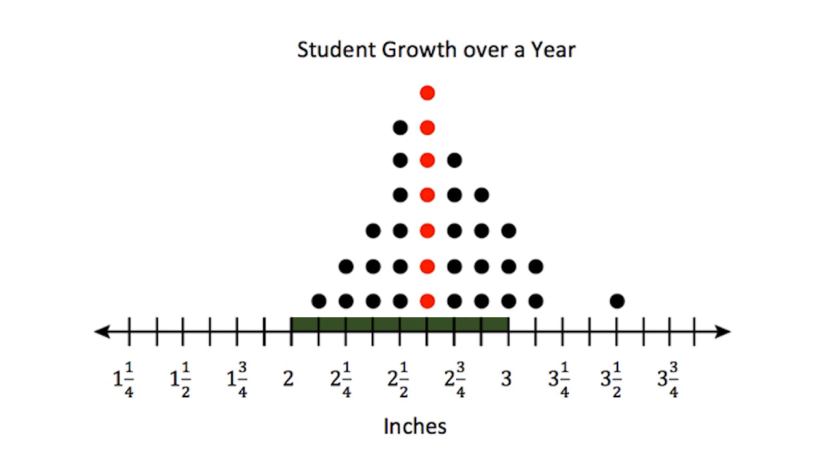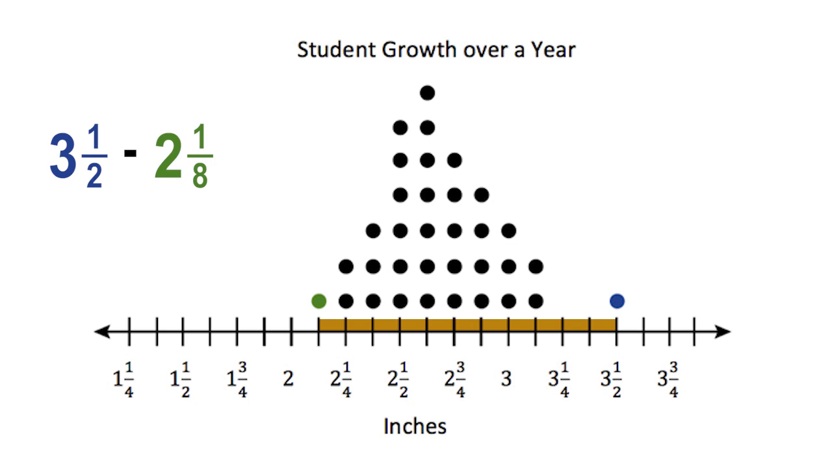We know this is the most common measurement because more data points are located along 2 5/8 inches than along any other measurement. If we wanted to compare the student with the most growth and the student with the least growth, we could discover the difference by subtracting the measured values. 3 1/2 inches subtracted by 2 1/8 inches is 1 3/8 inches. The student with the most growth grew 1 3/8 inches more than the student with the least growth.